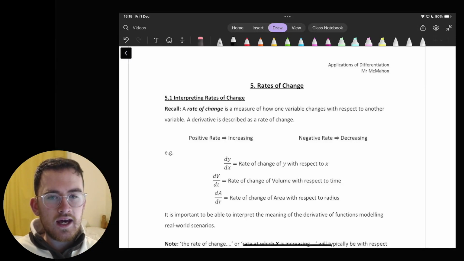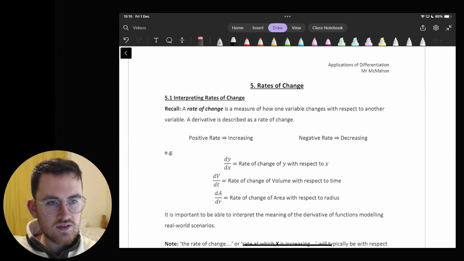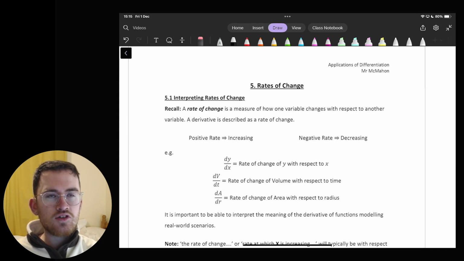Okay, so we're going to look at rates of change and that idea of interpreting these rates of change and manipulating them and so on. So, first of all, we're establishing what a rate of change is, and we've touched on this all throughout differentiation, really.